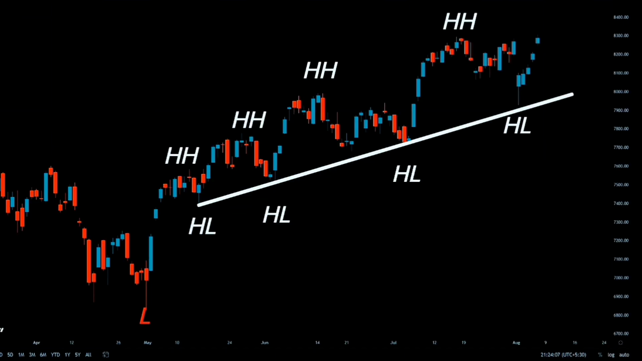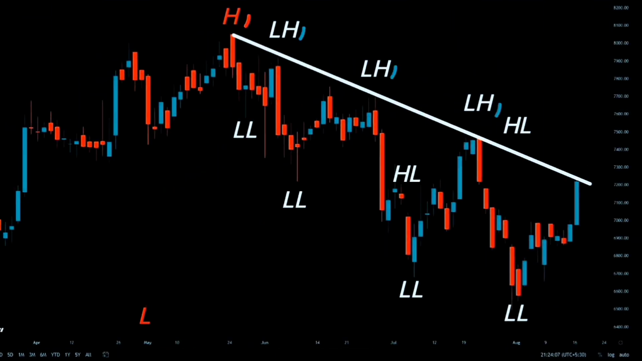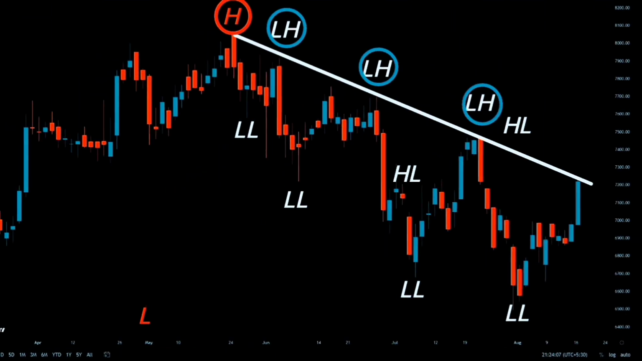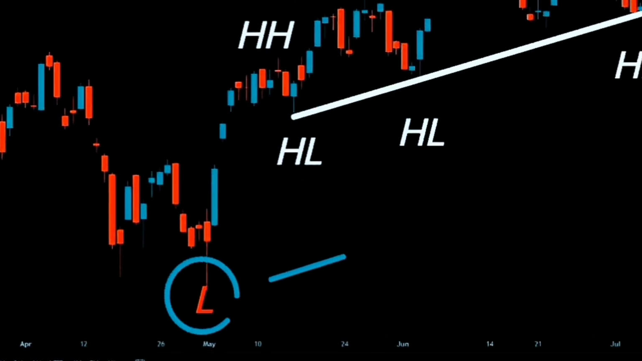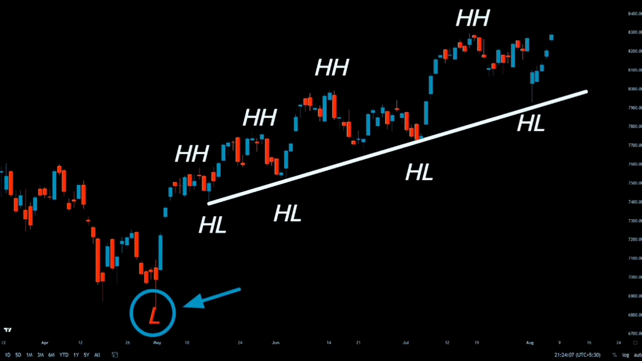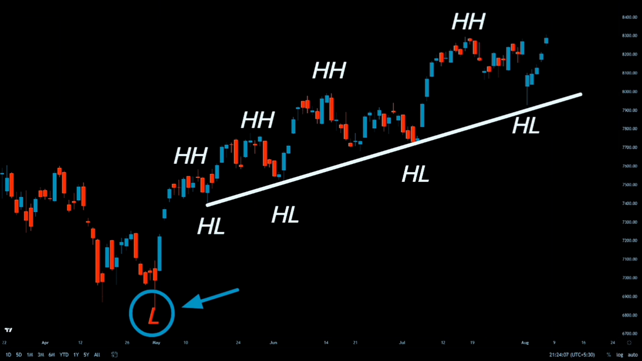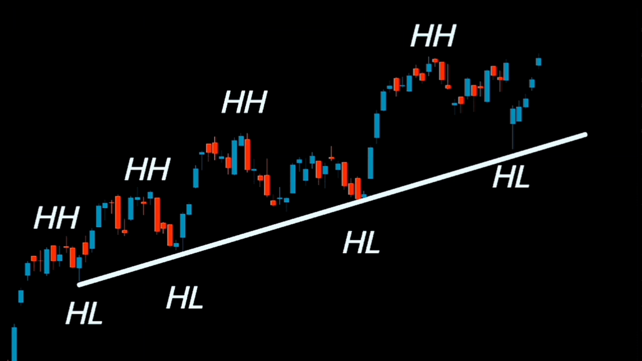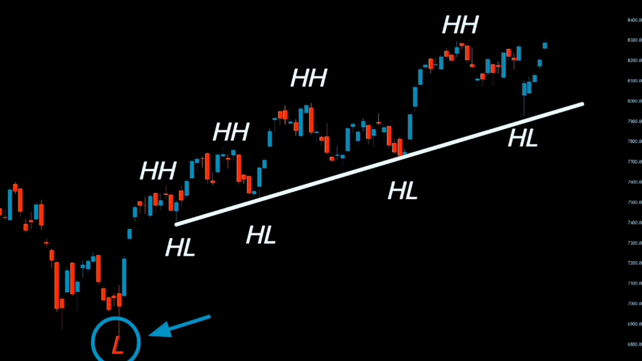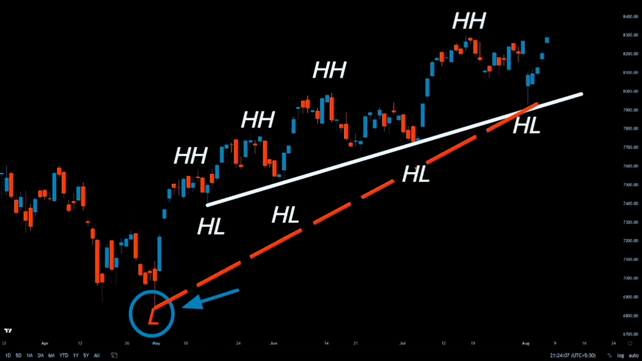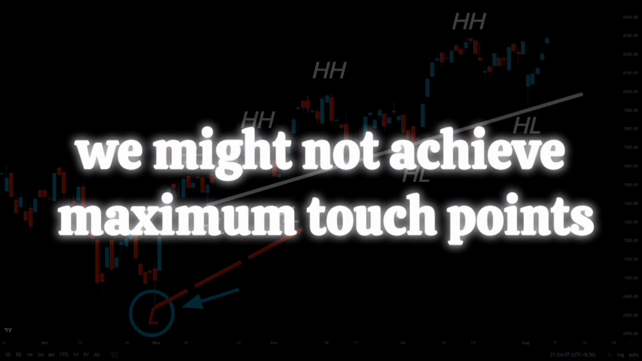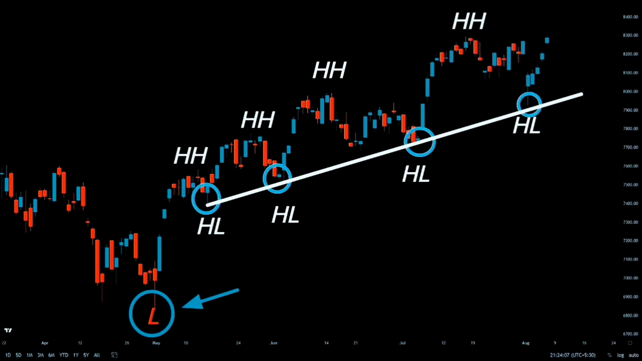Now, you might wonder why in a downtrend, we included the high along with the lower highs, but in an uptrend, we're not including the low. Isn't the low also a key level? The answer is, we need to draw the trend line using 3 key levels, whether they are 3 higher lows or 1 low and 2 higher lows. However, in certain situations, if we include the low, we might not achieve maximum touch points. So in this case, we've used 3 higher lows to draw the trend line.